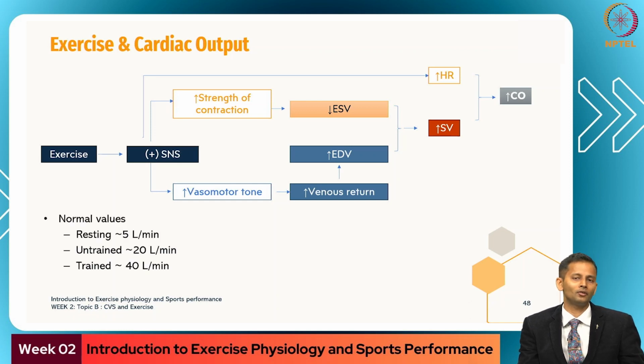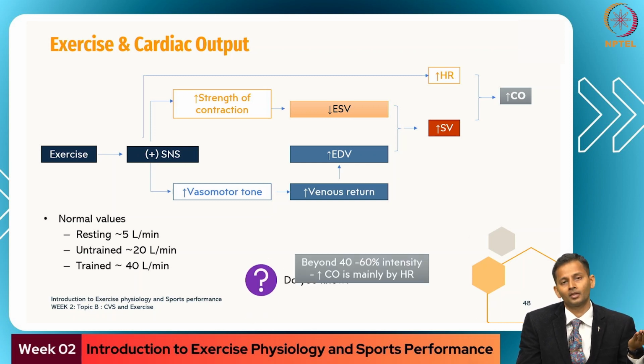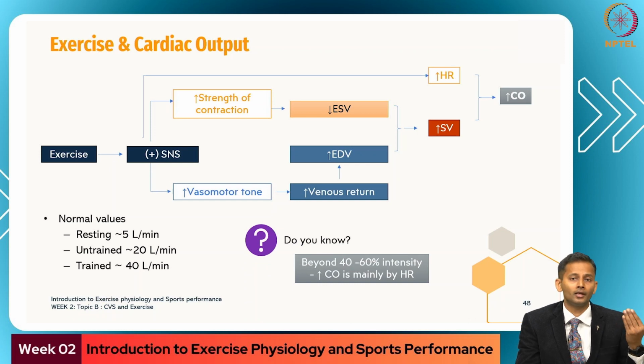The normal value of cardiac output when you are at rest is about 5 liters per minute. What it means is that every minute the left ventricle pumps out 5 liters per minute. However, in an untrained individual who performs a maximal test, it can reach up to 20 liters per minute. It doesn't mean that the blood volume increases. It is just that the amount of blood pumped out during the activity increases this many fold. Further, in trained and elite world-class athletes, it can reach up to 40 liters per minute.